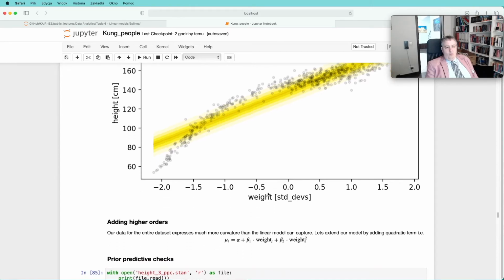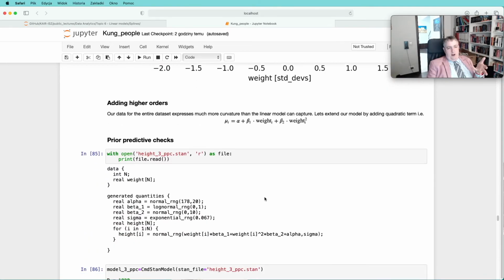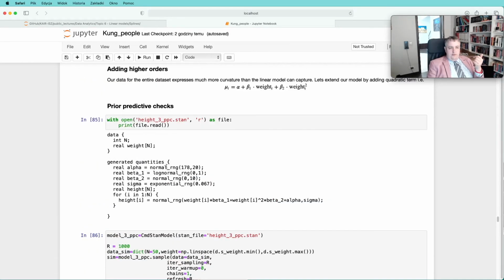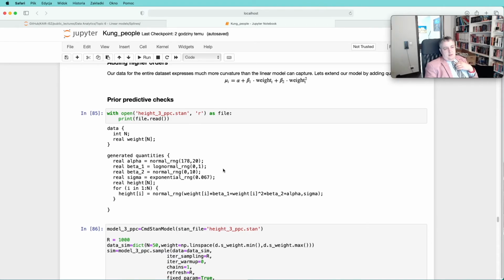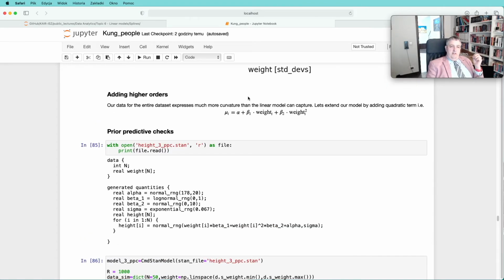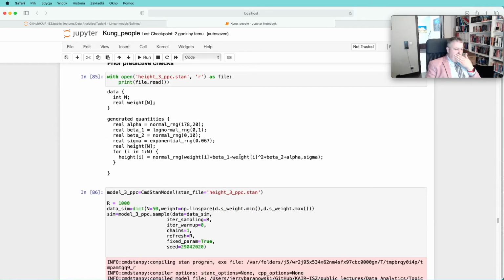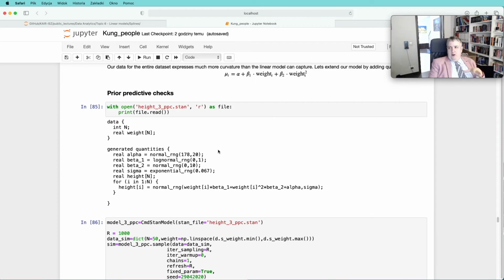So we can add it here, and we can do again prior predictive checks with our priors for the second coefficients. For the second order coefficients, we are starting with a normal again, but with log normal for the first order as previously. And with our model, again, we can see how our priors behave.